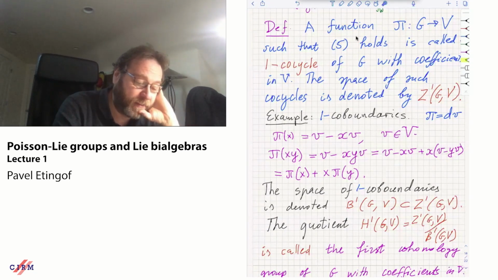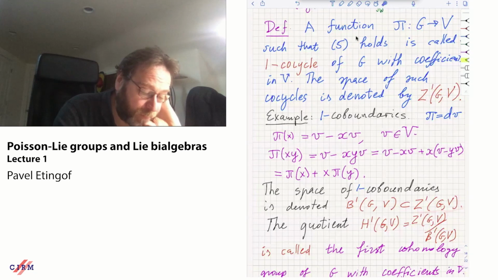It sits inside the cocycles. And then we form the quotient. And that's the definition of the first cohomology of G with coefficients in V. It's the explicit definition.